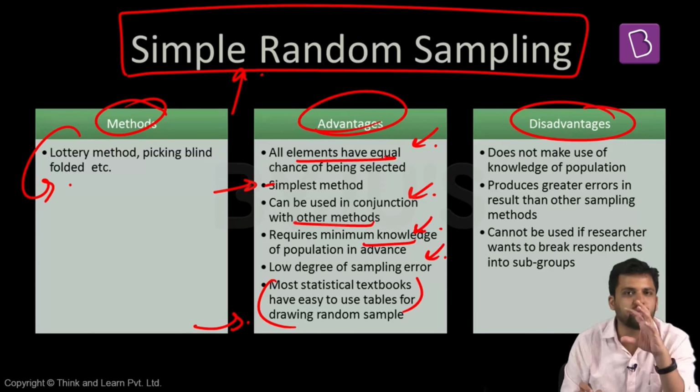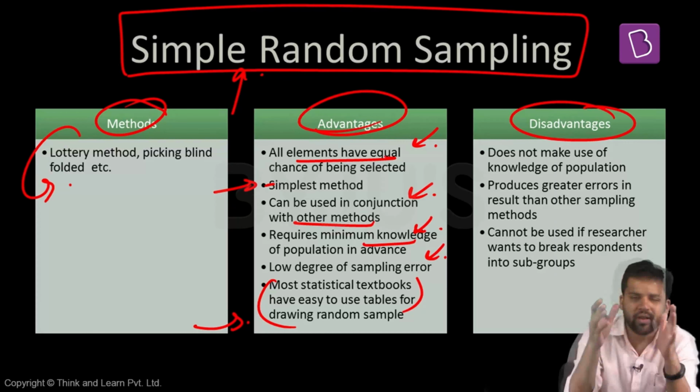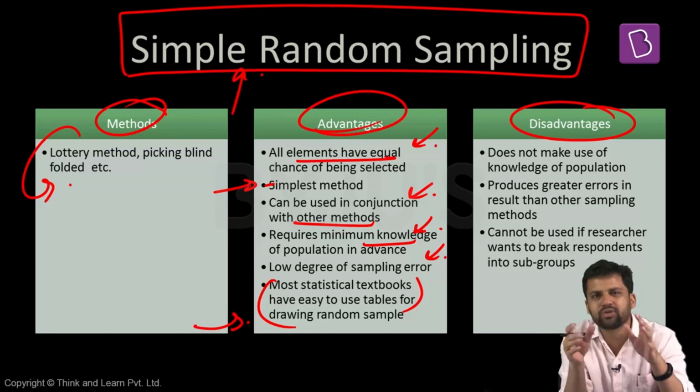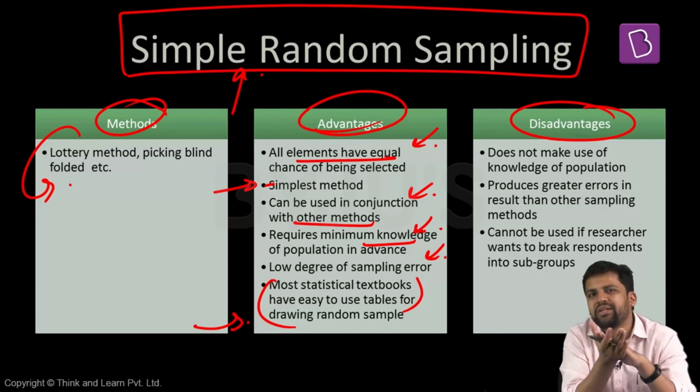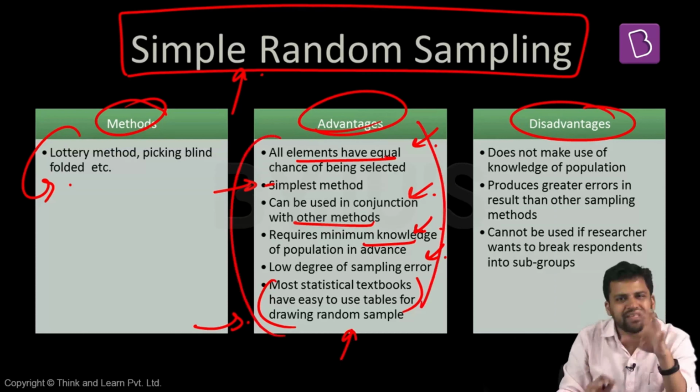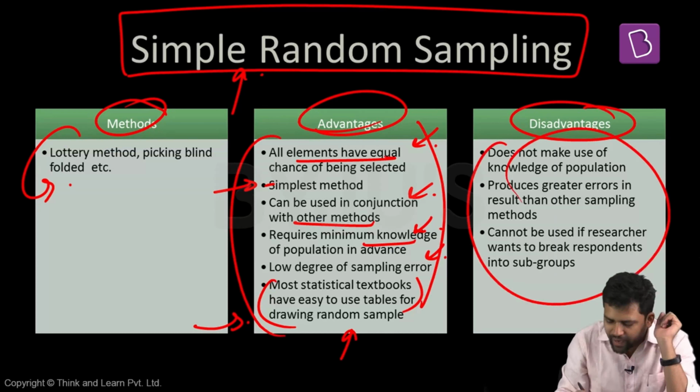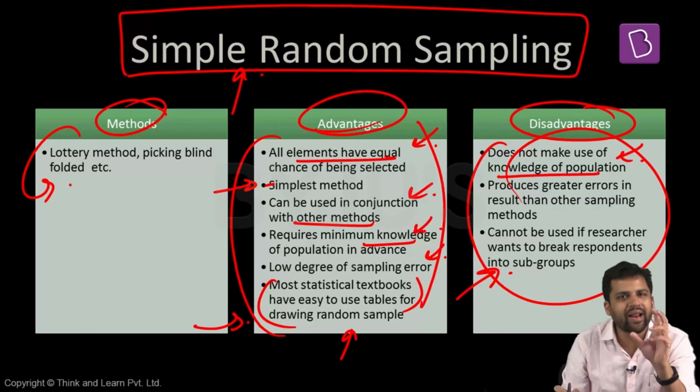You might have seen statistical textbooks. Some of you might have studied engineering, specifically in certain topics like thermodynamics and all. You would have come across statistical tables. So using those statistical tables also, we can draw random samples. So these are the advantages. Quite a simple method, but it also has its own limitations. For example, if you have some knowledge of the population that you have at present, you're not using the knowledge of the population.